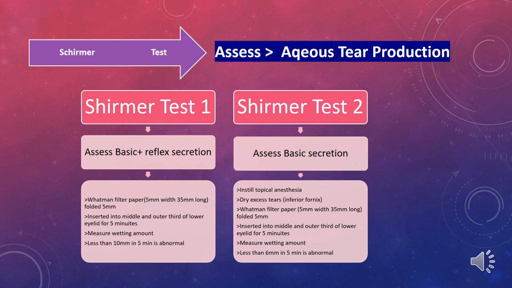After 5 minutes, we will take it out gently and measure the wetting amount. Less than 10 mm in 5 minutes is considered abnormal and dry eye, whereas Schirmer test 2 includes assessment of only basal secretion, as with the topical anesthesia we have blocked the reflex secretion. We will first of all instill topical anesthesia in the eye, dry excess tears from the inferior fornix, and then we will insert the Whatman filter paper folded up to 5 mm in the same manner as we have done earlier. Now after 5 minutes we will take it out gently and measure the amount of wetting. Less than 6 mm is considered as dry eye and abnormal.